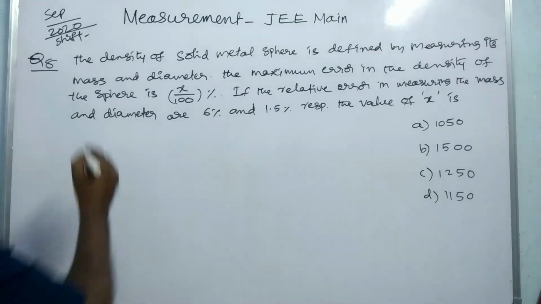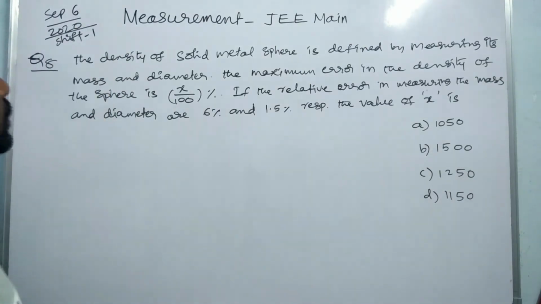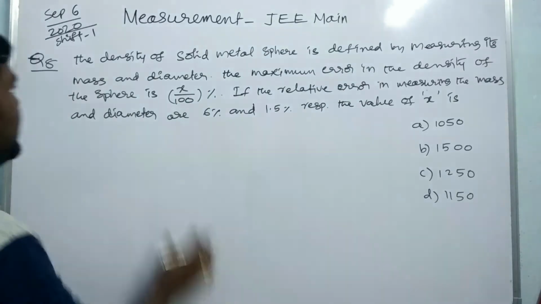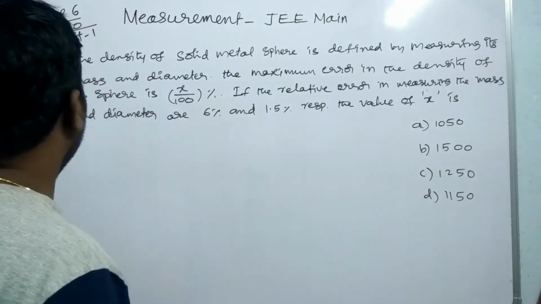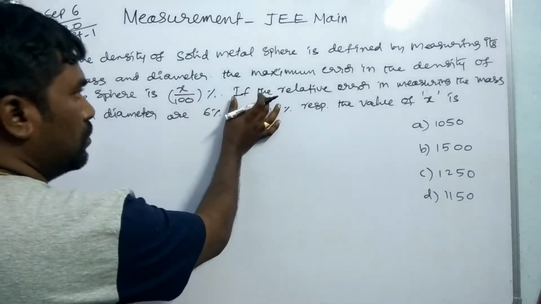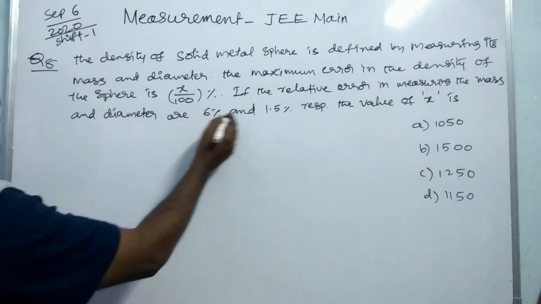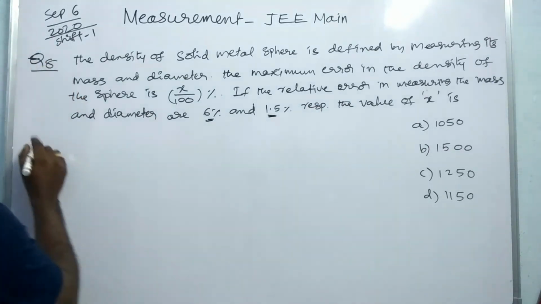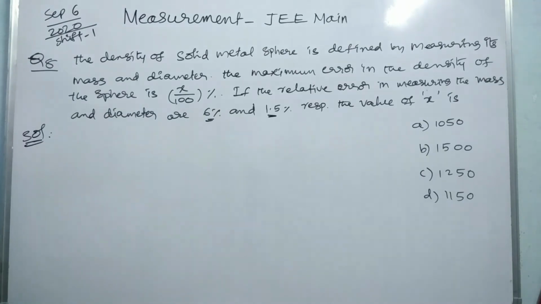This is the question which was asked in September 6, shift 1. The density of a solid metal sphere is determined by measuring its mass and diameter. The maximum error in the density of the sphere is x by 100%. If the relative errors in measuring the mass and diameter are 6% and 1.5% respectively, the value of x is equal to what? Let us find the value of x here.